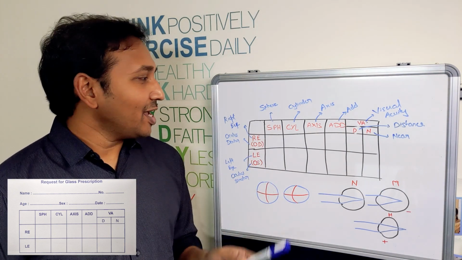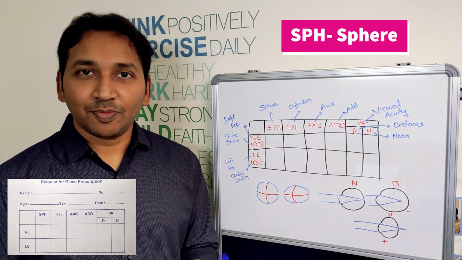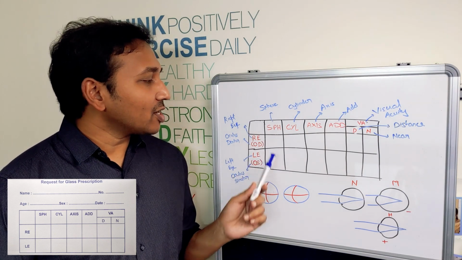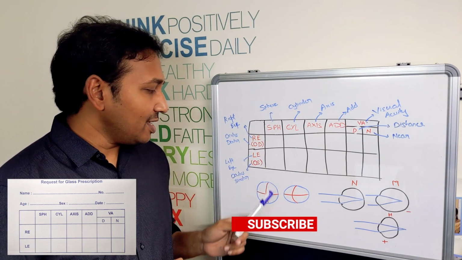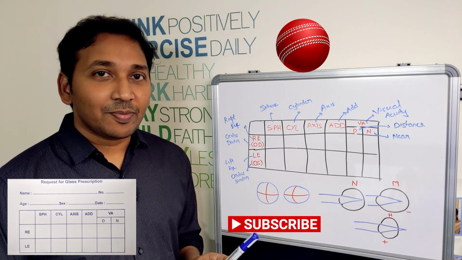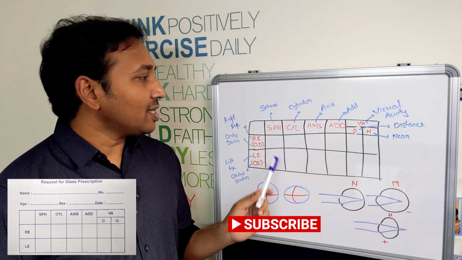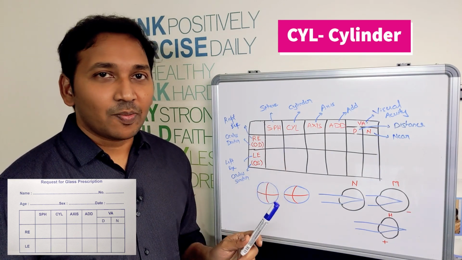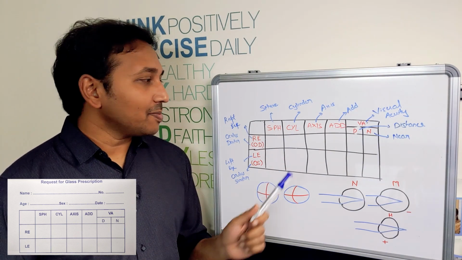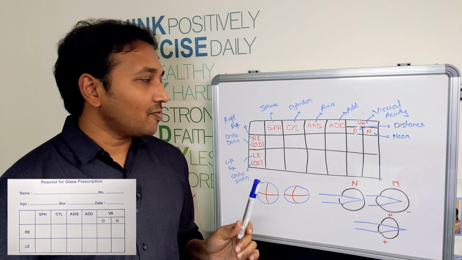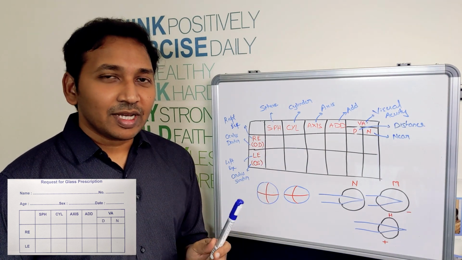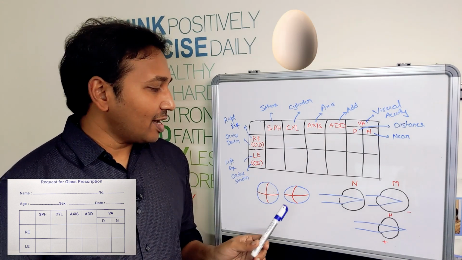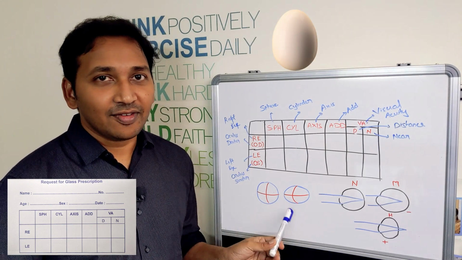Coming to the columns, we have SPH, which means sphere. It is the spherical component of your power. If you just have a spherical component, that means that your eye is shaped like a cricket ball, where the power is same in all axes. Coming to the next column, CYL means cylinder. This is the cylindrical component of your power. If your glass prescription has a cylindrical component with or without a spherical component, that means your eye is not a perfect sphere, but it's more like an egg, and the correction required is different in different axes.